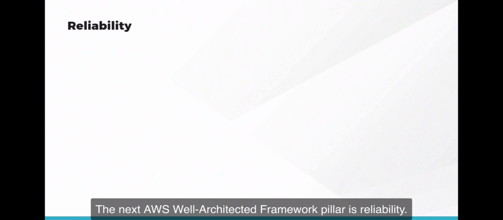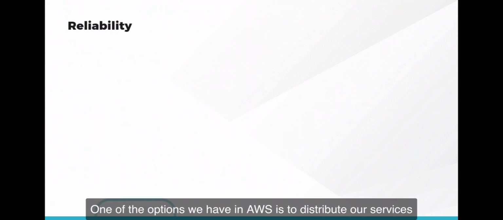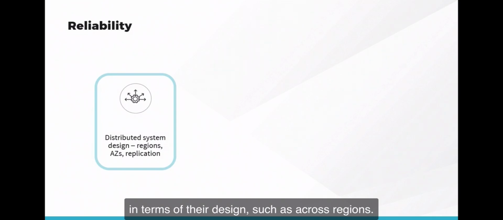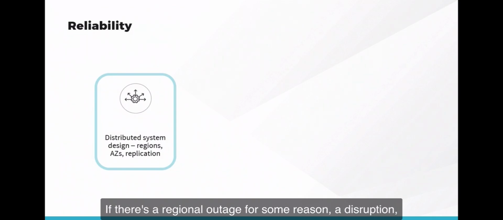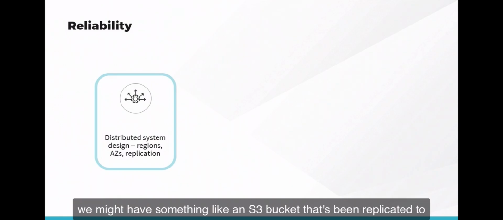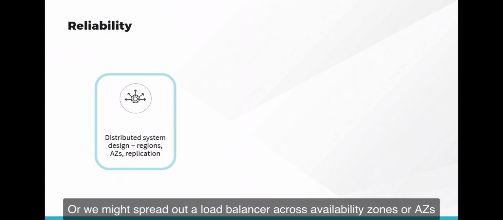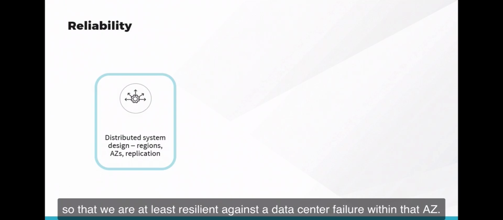The next AWS Well-Architected Framework pillar is reliability. One of the options we have in AWS is to distribute our services in terms of their design, such as across regions. If there's a regional outage for some reason, a disruption, we might have something like an S3 bucket that's been replicated to an alternate region. Or we might spread out a load balancer across availability zones, or AZs, so that we are at least resilient against a data center failure within that AZ.